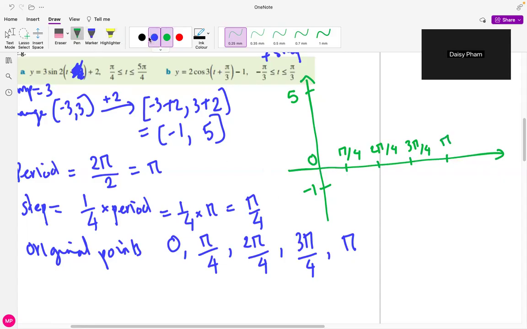Now, the midline is between -1 and 5. If you add -1 plus 5 and divide by 2, you get the average, which is the midline. -1 plus 5 is 4, 4 divided by 2 is 2. Another way to see it is that this number here, the vertical translation, will be your midline. Okay, so at 2, I'm going to draw the dotted line. That's where your midline is.